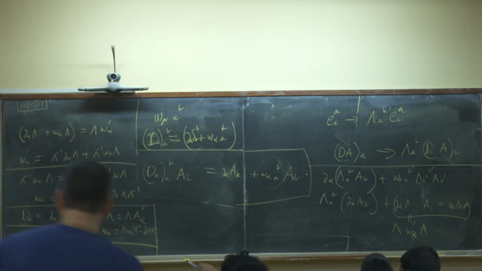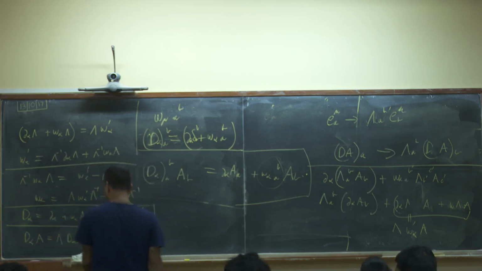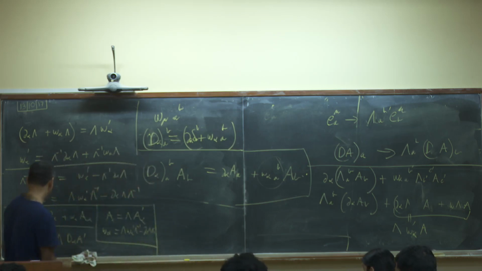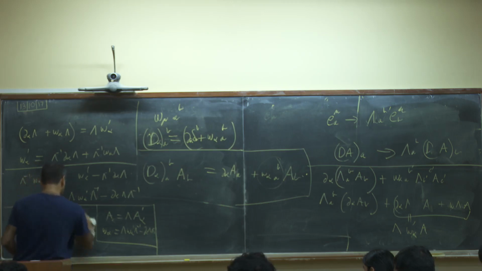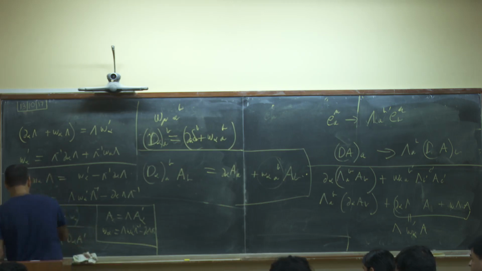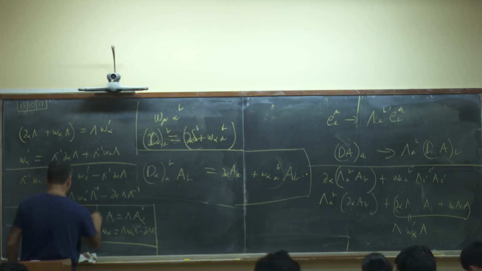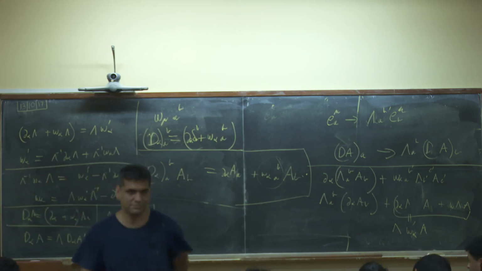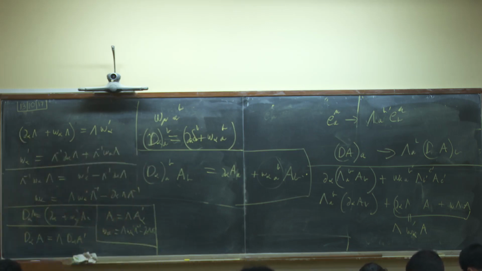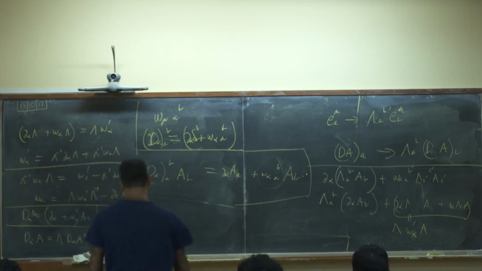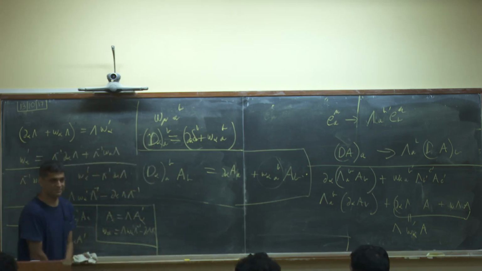This E alpha should not be there. D alpha is equal to del alpha plus omega. You're right. D alpha, yeah, it's D alpha A. Okay, this is the final claim. Is this clear?